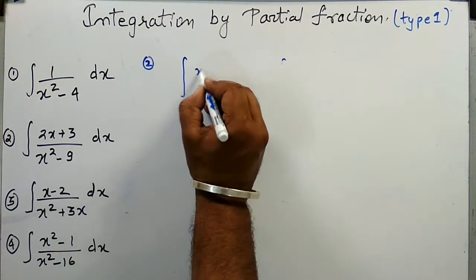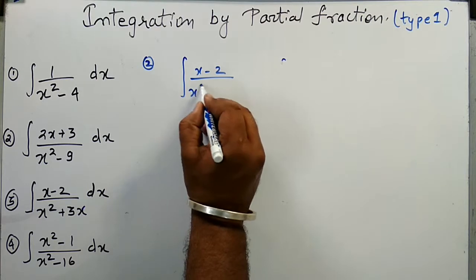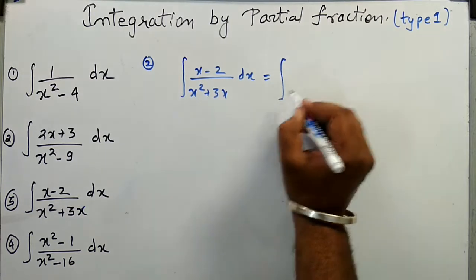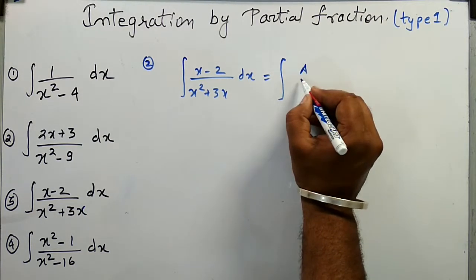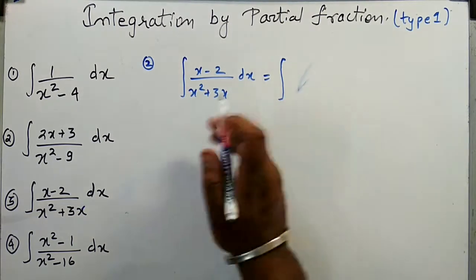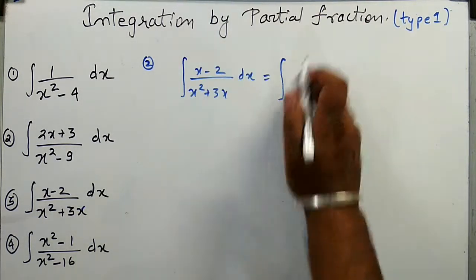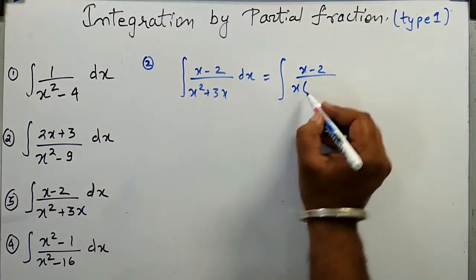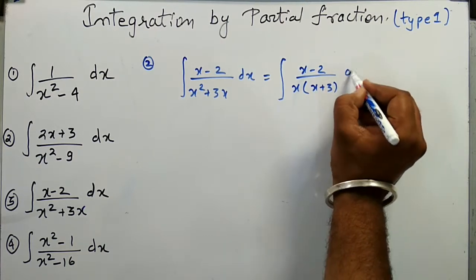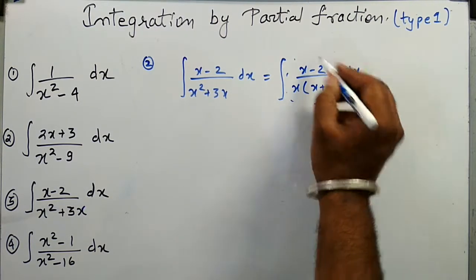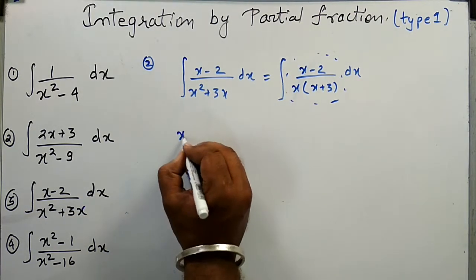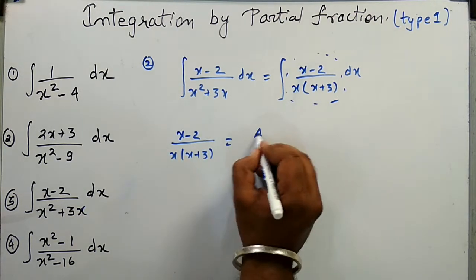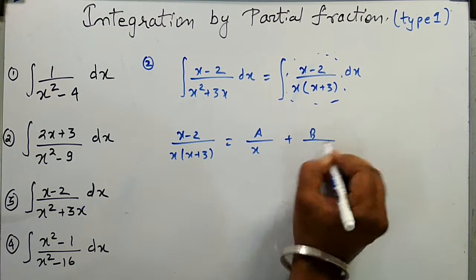Okay, now I'm taking the third example, that is the integration of x minus 2 by x square plus 3x dx. Its partial fraction form would be a by... first I am writing how you can write this rational expression as x minus 2 by, if you take x in the denominator common, x into x plus 3 dx. Now you have to find the partial fraction of this function x minus 2 by x into x plus 3. The partial fraction of this function would be a by x plus b by x plus 3.